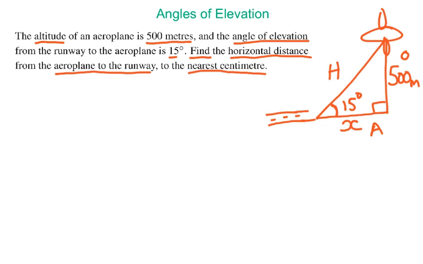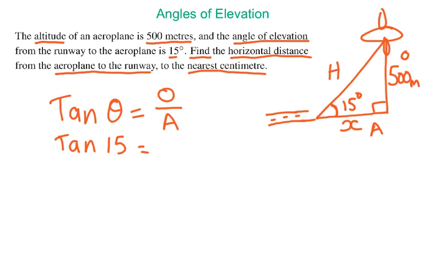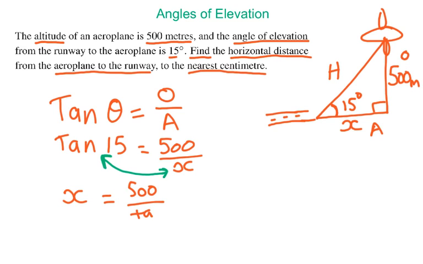Same as all the other times, I can't use anything that has the hypotenuse in it. So therefore I'm using tan. Tan theta is equal to opposite over adjacent. My theta is 15 degrees, my opposite is 500, and my adjacent is the x. This is that scenario where x is doing the dividing, so remember, we need to swap those two around. And that allows x to be on its own. So it's 500 divided by tan 15.